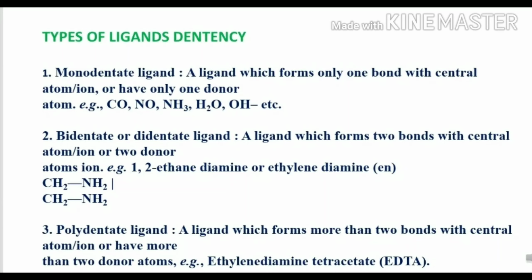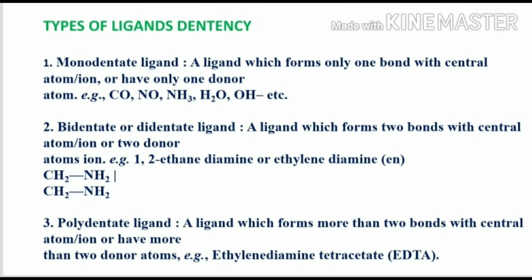The next one is a bidentate or didentate ligand. A ligand which forms two bonds with the central atom or ion, or has two donor atoms. Example, 1,2-ethane diamine or ethylene diamine, shortly known as en: CH2, NH2, CH2, NH2. So actually this will make two bonds with the central metal ion.